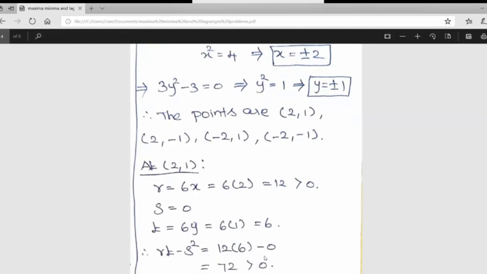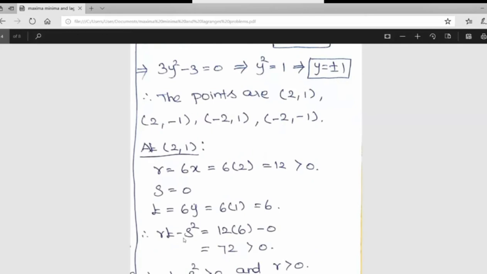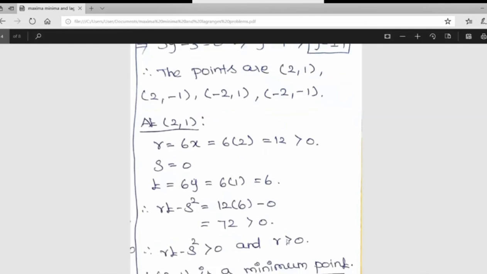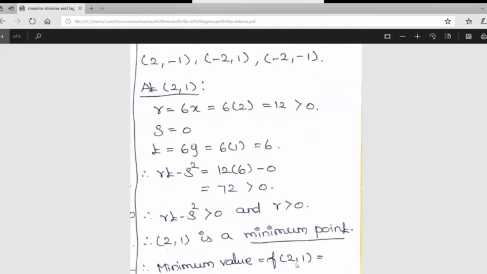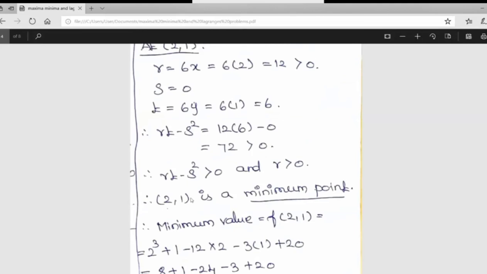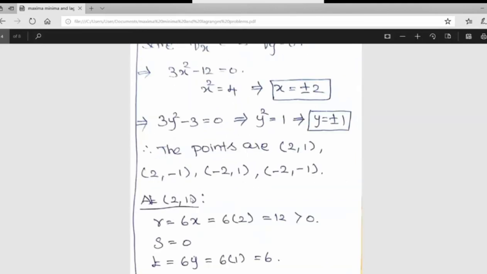So now we can examine the value we'll be getting for rt minus s square. rt minus s square means 12 into 6 minus 0, which is 72. It is greater than 0. So already you are having r value greater than 0 and rt minus s square greater than 0, which means according to our working principle, the coordinate is nothing but the minimum point. And for the minimum value, we have to substitute this 2 comma 1 in our original function.